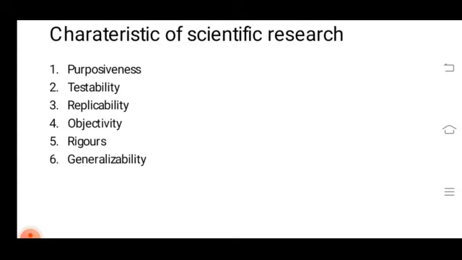Scientific investigations must have a focus or a specific purpose. Research without purpose leads to research or study how, where. The purpose of a research directly influences all the activities of the researchers. Another characteristic here we have is testability.